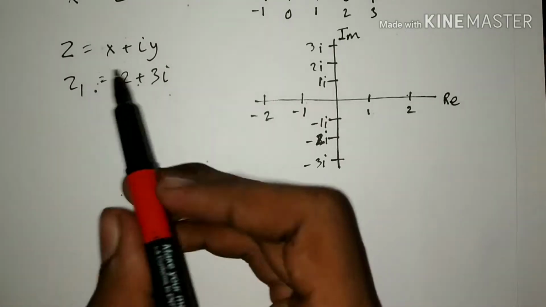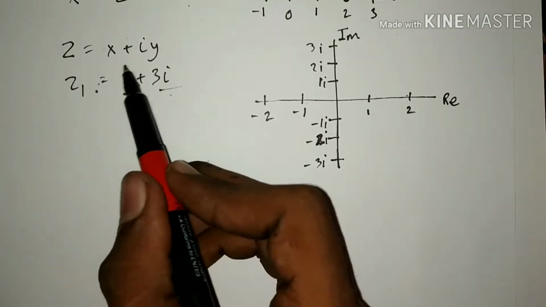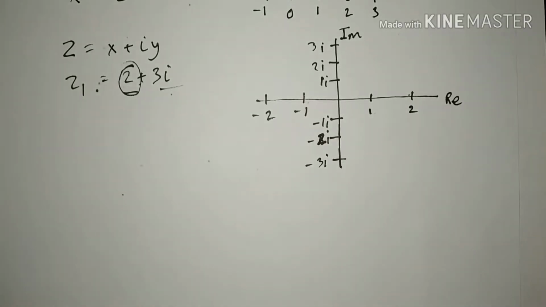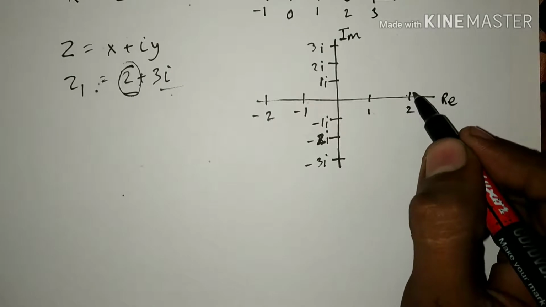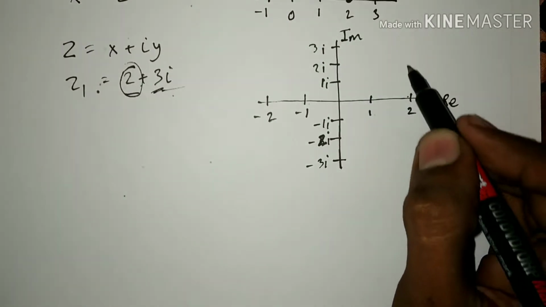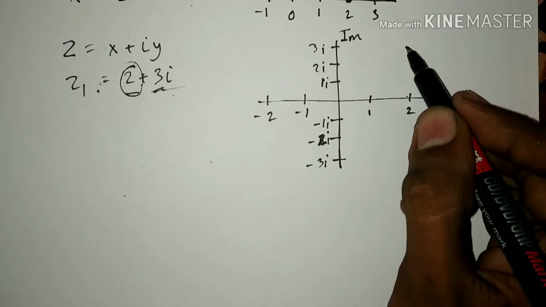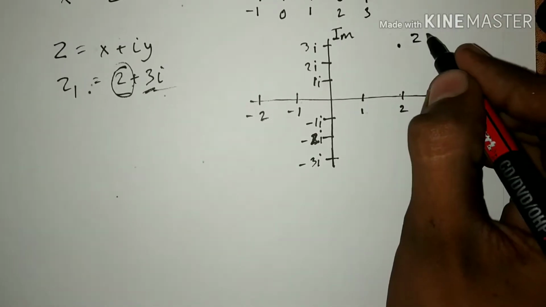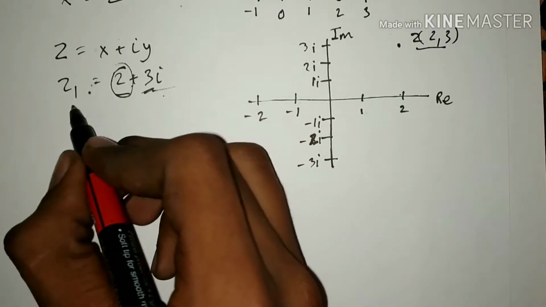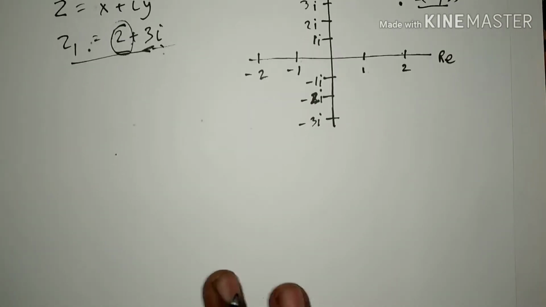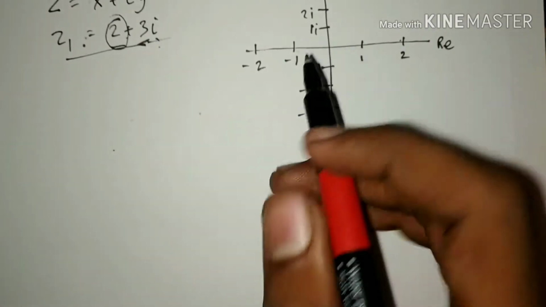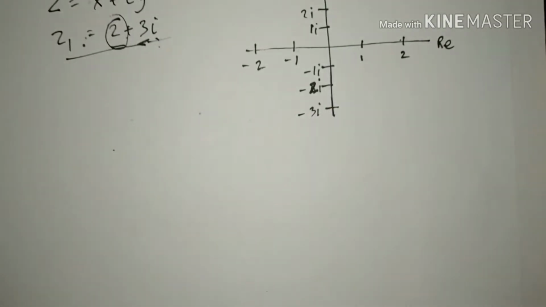So if we want to plot 2 plus 3i, the real element is 2. Now 2 is here and the imaginary part is 3, so we mark this as the complex number. This is the z with coordinates 2, 3. This represents my complex number. And you can take any other complex number, negative numbers, positive complex numbers, and all that.